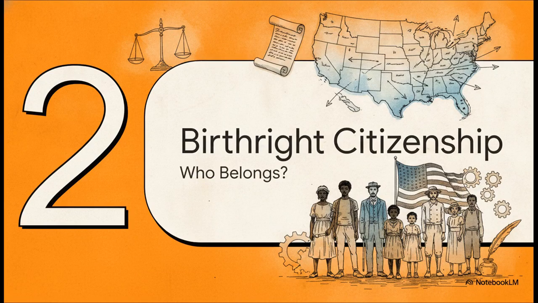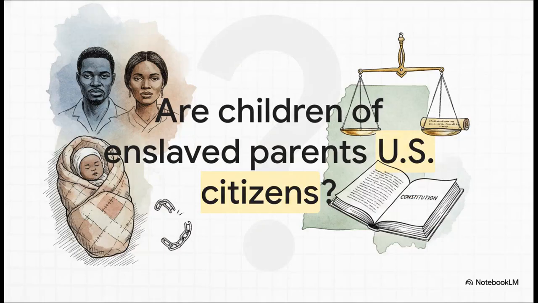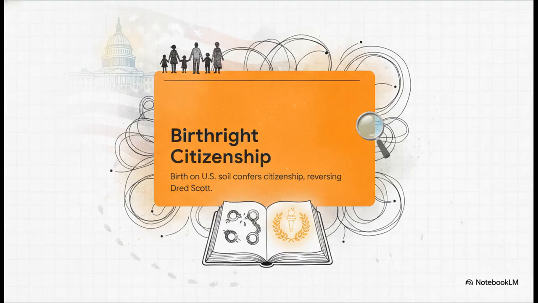Moving right along to Section 2, defining birthright citizenship. Who belongs? Okay, put yourself in the shoes of someone living right after the Civil War. Imagine a child is born in Mississippi in 1869 to formerly enslaved parents. Under the old rules, their status was incredibly precarious. So the huge question is, are they a U.S. citizen? Well, the 14th Amendment steps in with the definitive answer.